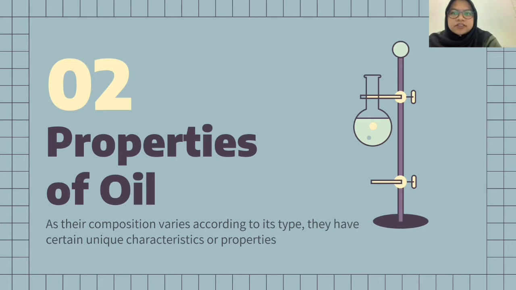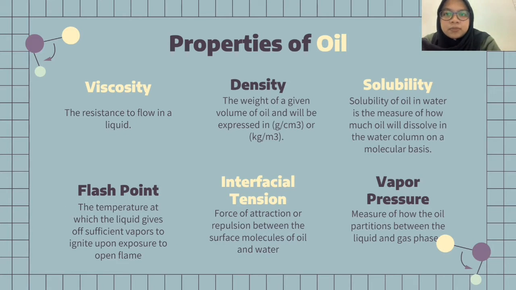The next point is the properties of oil. As the composition of oil varies according to its type, they have certain unique characteristics or properties. Among the properties I will explain here is firstly the viscosity, which is the resistance to flow in a liquid, and next is the density, meaning the weight of a given volume of oil, expressed in gram per cm cube or kg per meter cube.